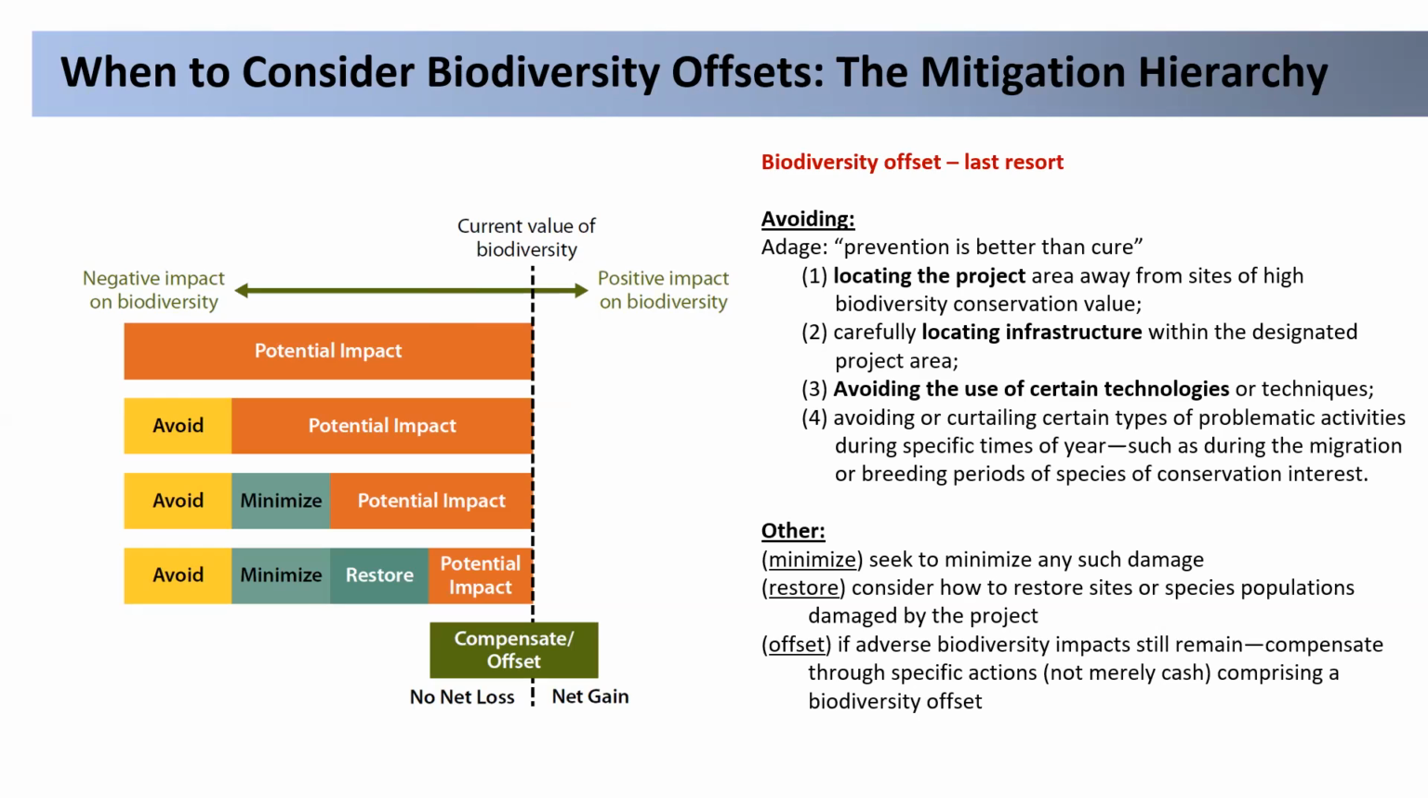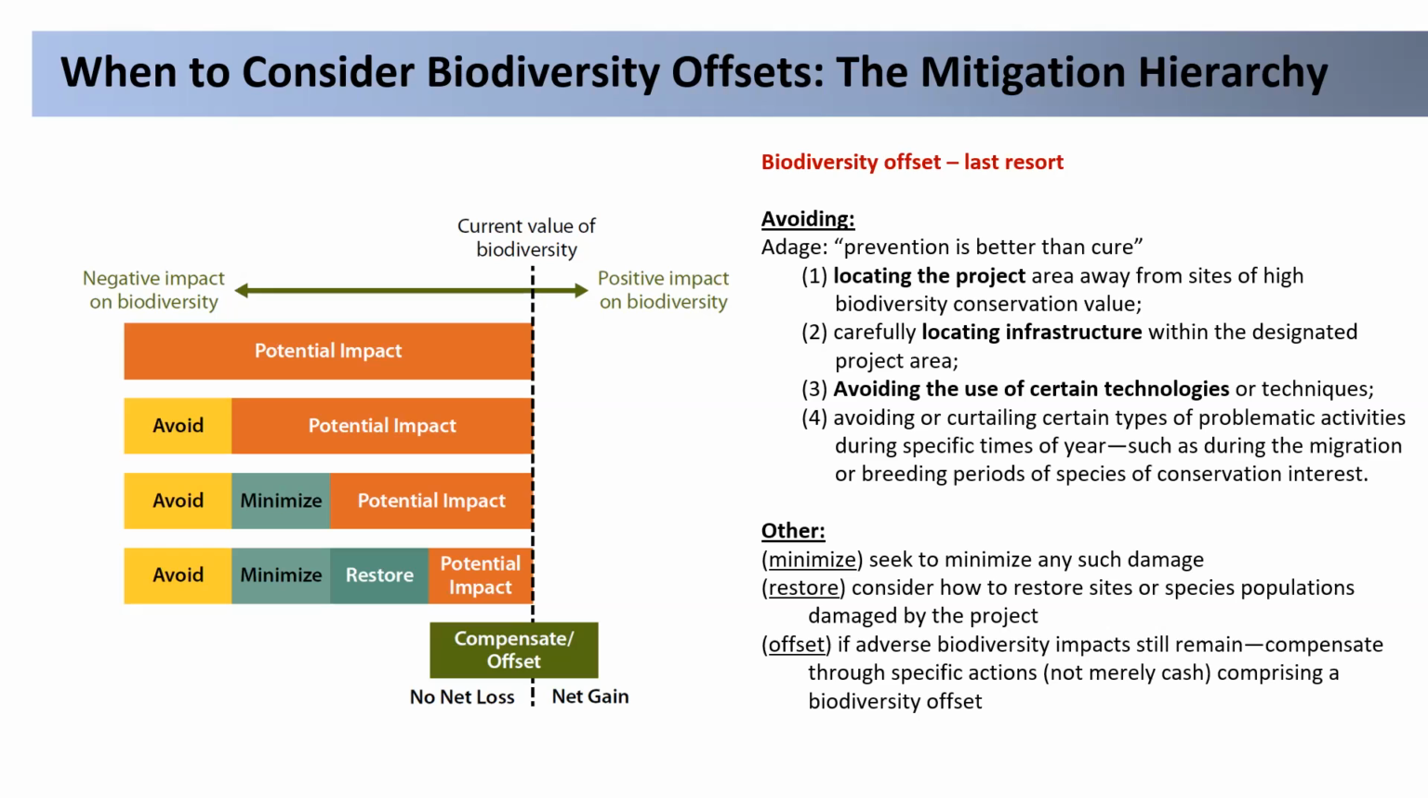So locating the project area away from the sites of high biodiversity conservation value. It also includes carefully locating infrastructure within the design project area, avoiding the use of certain very damaging technologies, and avoiding certain types of problematic activities during specific times of year. For example, do not do certain kinds of things during the breeding period or migration period.